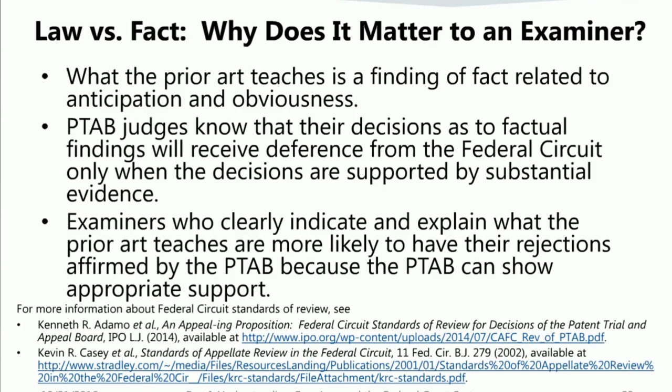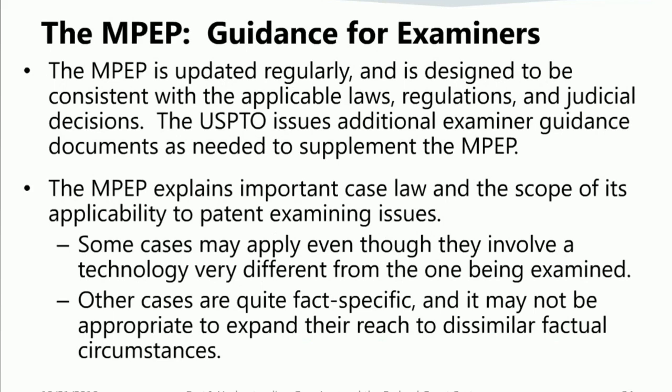Because PTAB judges must support their factual findings with substantial evidence in order to receive deference from the Federal Circuit, examiners who provide a clear explanation of the bases for their rejections in the prior art are more likely to have their rejections affirmed by the PTAB. Patent examiners should rely on the guidance found in the MPEP and any supplemental examiner guidance documents.